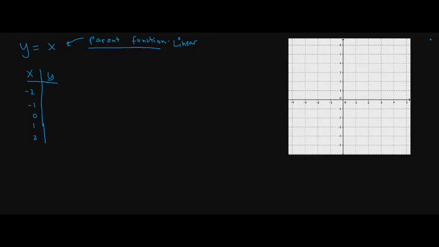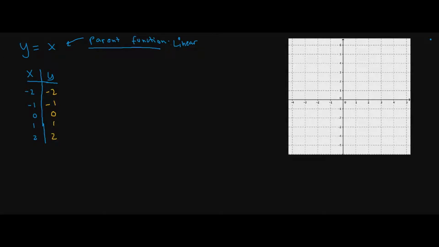Alright, to get started here, very quickly, all we're going to do is take our x values, -2, and plug it into our parent function equation, x. Well, you notice it's just x. So if I plug in -2, I'm just going to get -2, right? It's just replacing it with that number. If I take -1 and put it in, I'm just going to get -1, and then 0, 1, 2.